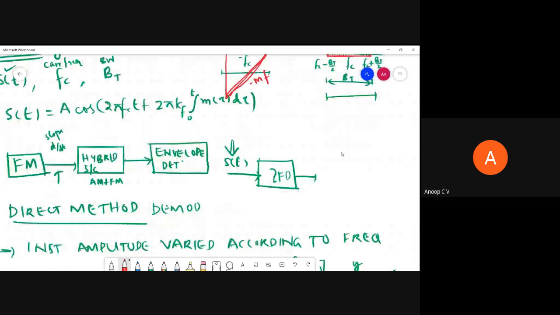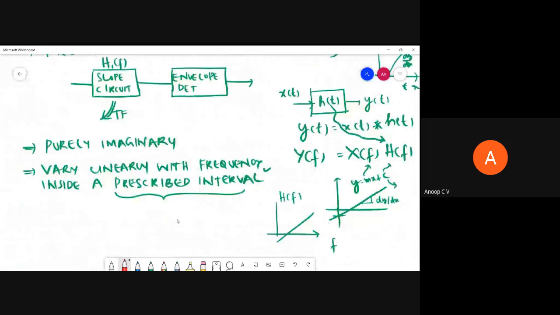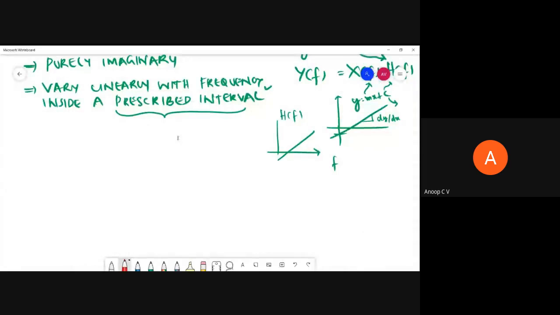We'll see what a slope circuit is now. This slope circuit should have a purely imaginary transfer function, and its transfer function should vary linearly with frequency inside a prescribed interval. That prescribed interval we have seen should be from fc minus bt by 2 to fc plus bt by 2. This is the prescribed interval. Why? Because we have defined bt and fc. That's why we are writing it like this.